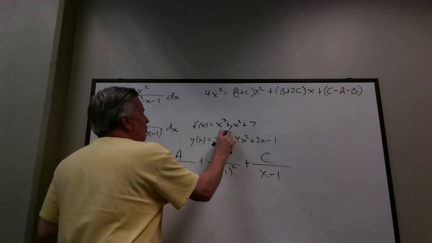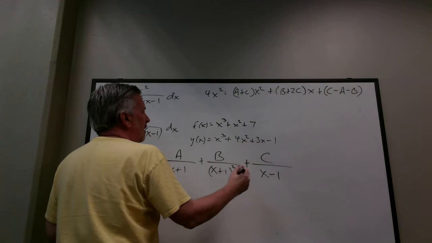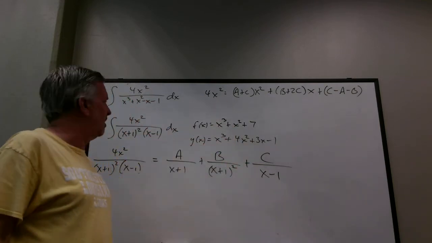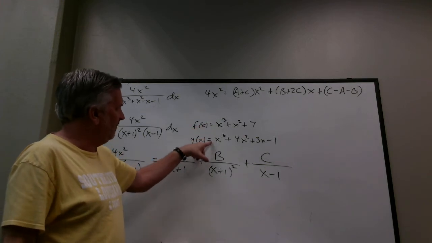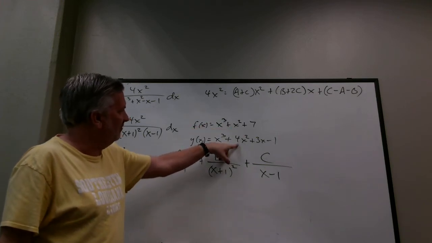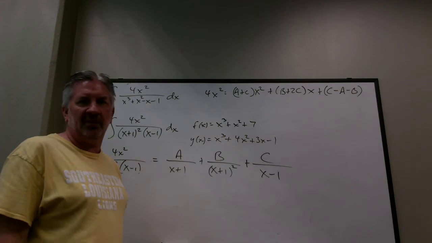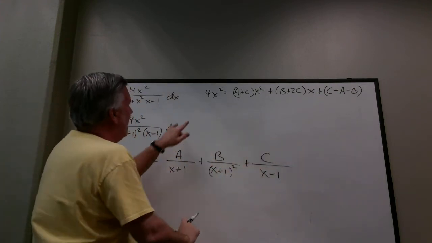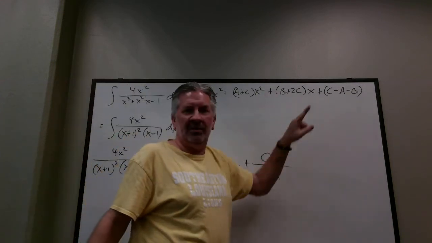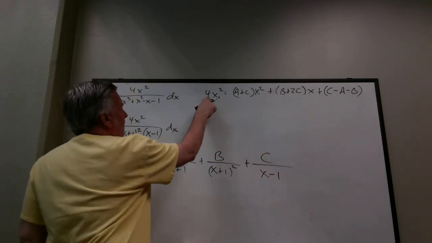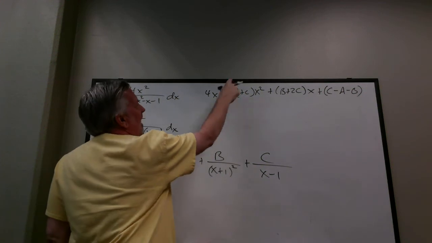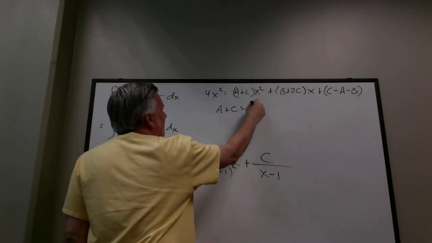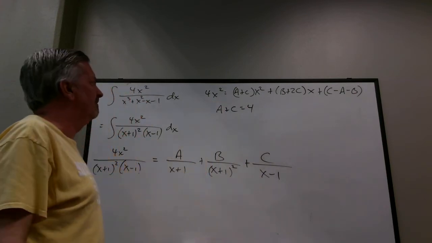Okay, what if I change this to x cubed? So the degrees match, but could these be the same function? No, because those coefficients match, but the coefficient of x squared here is 4 and here it's 1. They're not the same function. Okay, so that's the fact I'm using here. So I have 4x squared is equal to this. Well, what would have to be true? The coefficient of x squared here has to be the coefficient of x squared here. So I know a plus c has to be 4 for these to be equal.